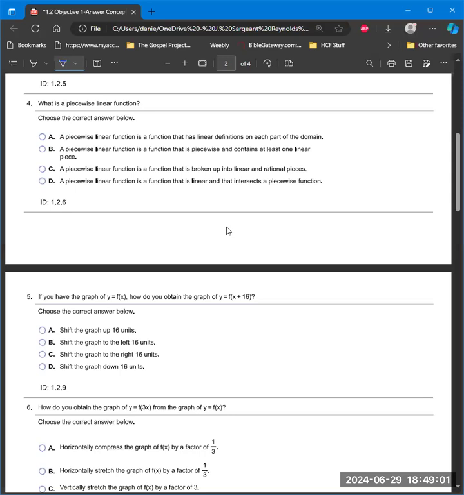Number 4. What is a piecewise linear function? A piecewise linear function is a function that has linear definitions on each part of the domain. So that's A.